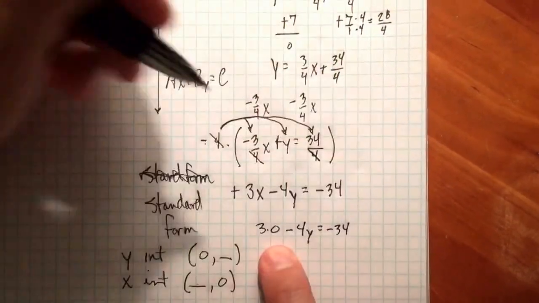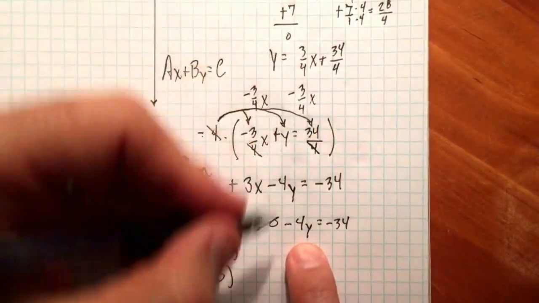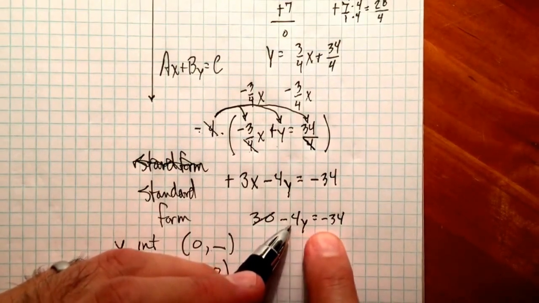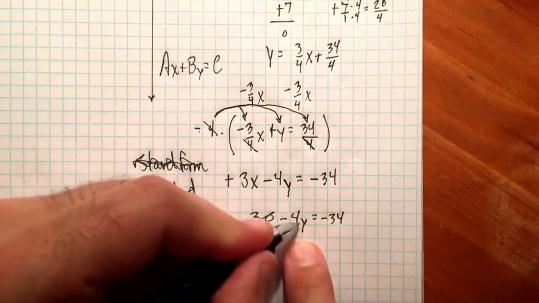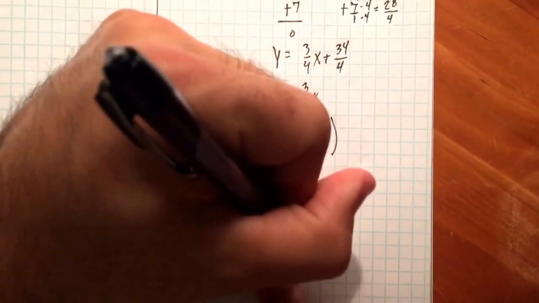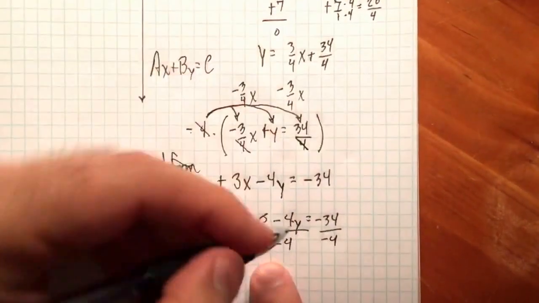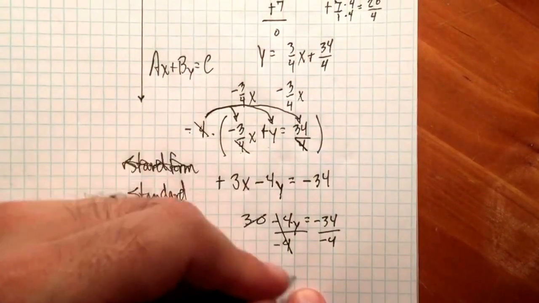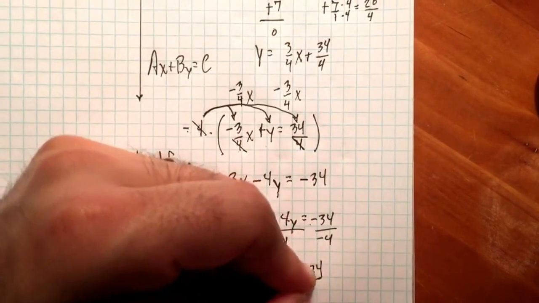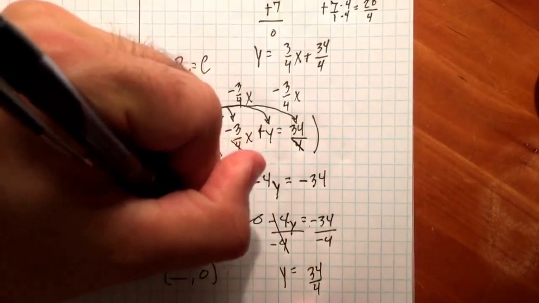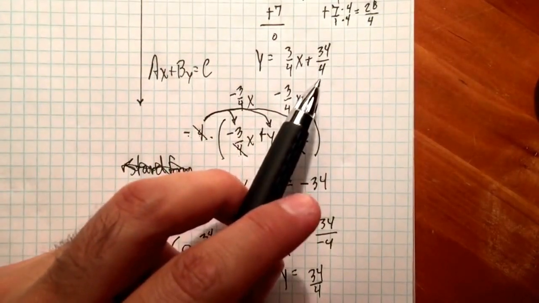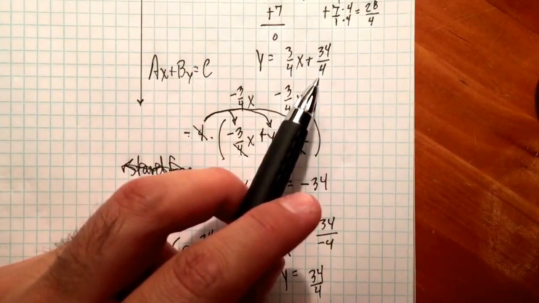minus 4y equals negative 34. So this goes away, and now I'm down to a one-step equation. Negative 4y equals 34. In order to solve for y, I need to do the opposite, which is divide by negative 4. This cancels. I'm left with y equals, negative and a negative make a positive, 34/4. That should ring a bell because that was our point slope form. That's our y-intercept. That's b.